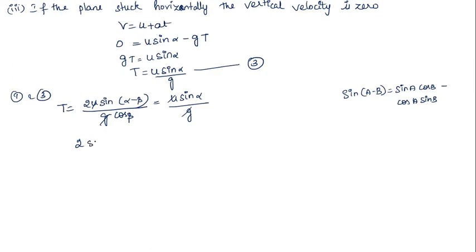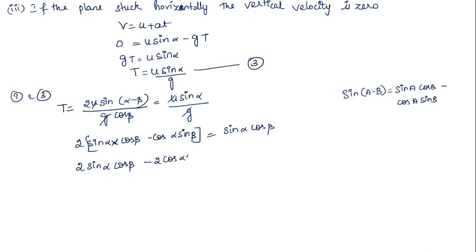So this will be sine a cos b minus cos a sine b, and the denominator cos beta will multiply with the numerator sine alpha. It will be sine alpha cos beta. So multiply these two terms with 2. So it will be 2 sine alpha cos beta minus 2 cos alpha sine beta. When this sine alpha cos beta comes to this side, it will be negative. So minus sine alpha cos beta equals 0.